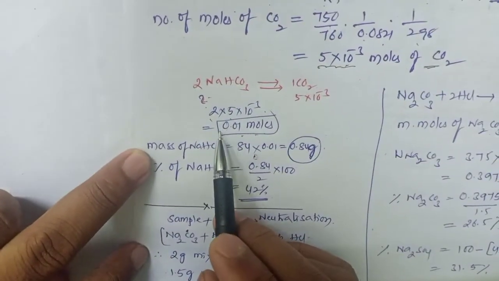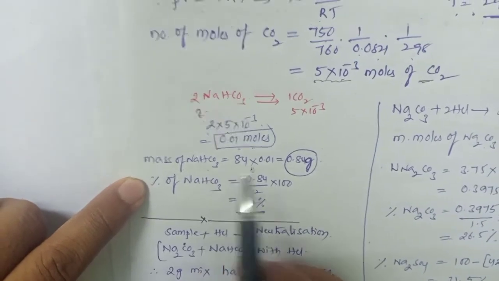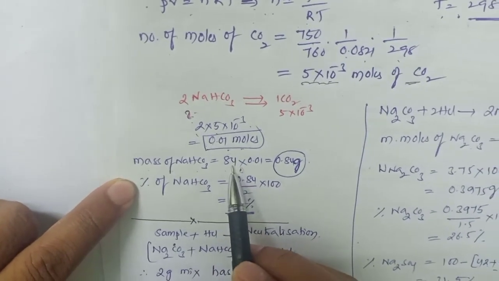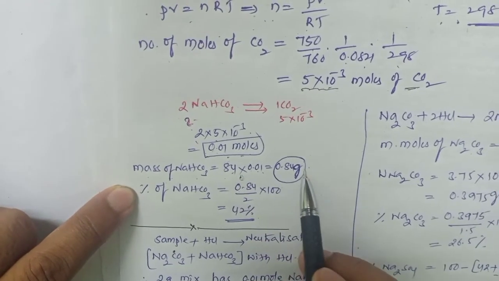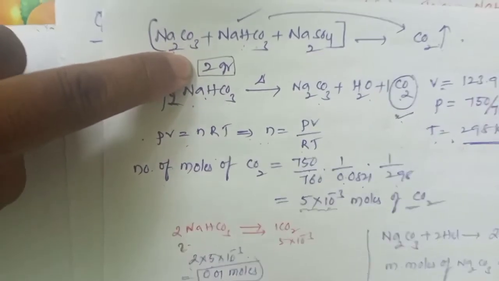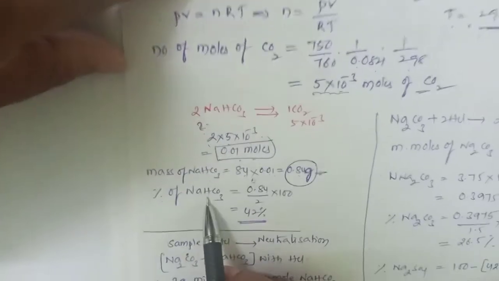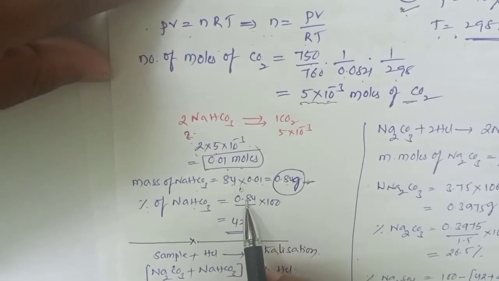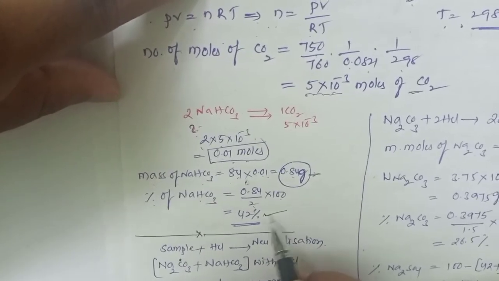Next, find the weight of NaHCO3. So mass of NaHCO3 is equal to its molecular weight 84 into 0.01, that is equal to 0.84 grams. So out of 2 grams, this is how many grams? 0.84. Then go to percentage. Percentage of NaHCO3 is equal to 0.84 divided by total 2 grams into 100. Then you will get 42% of NaHCO3.